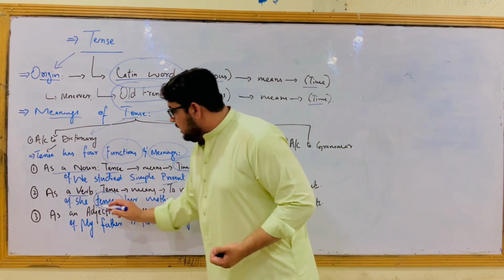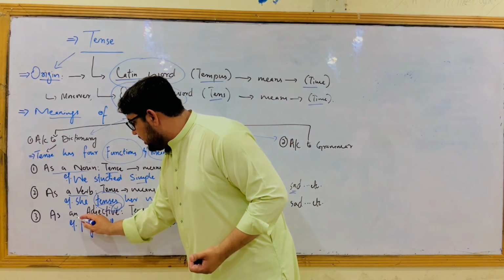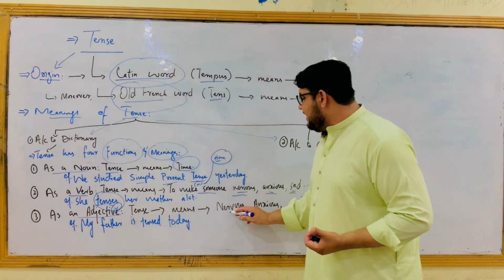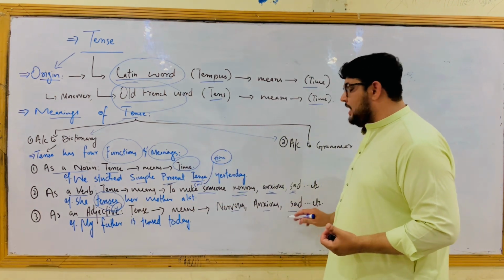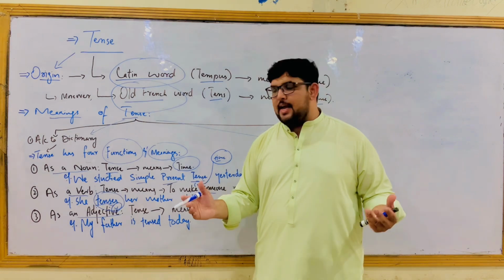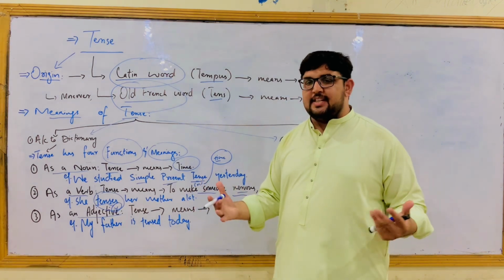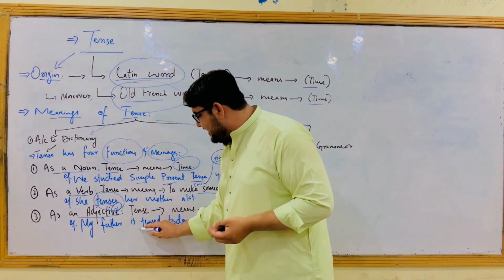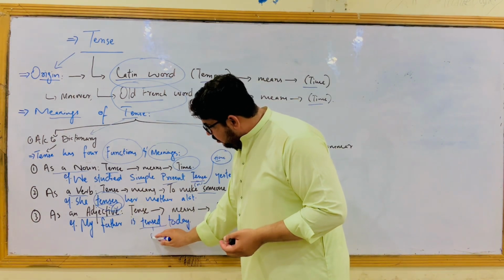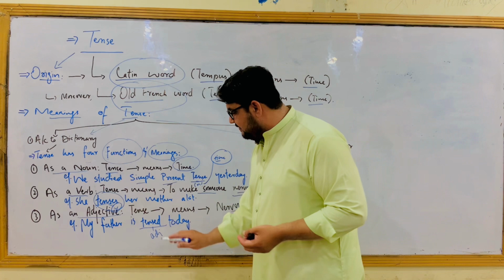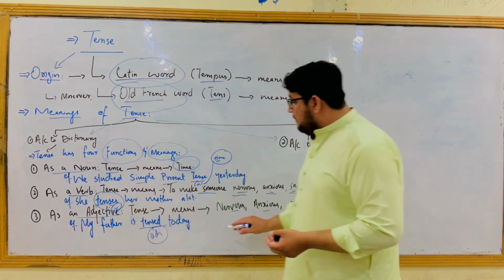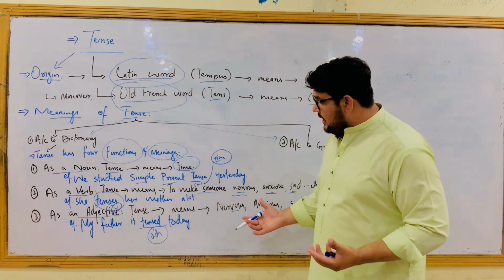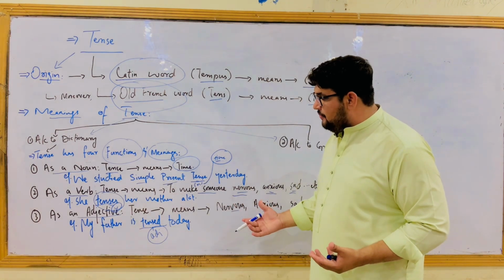Next, the third meaning of tense according to dictionary is as an adjective. Tense as an adjective means nervous, anxious, sad, bothered. For example, we say my father is tensed today. Here the word tense functions as an adjective. It simply means that my father is nervous today, my father is sad today. That is the third meaning of tense.